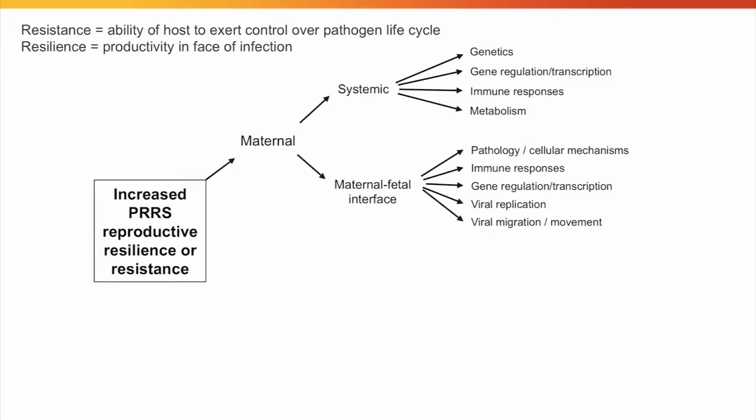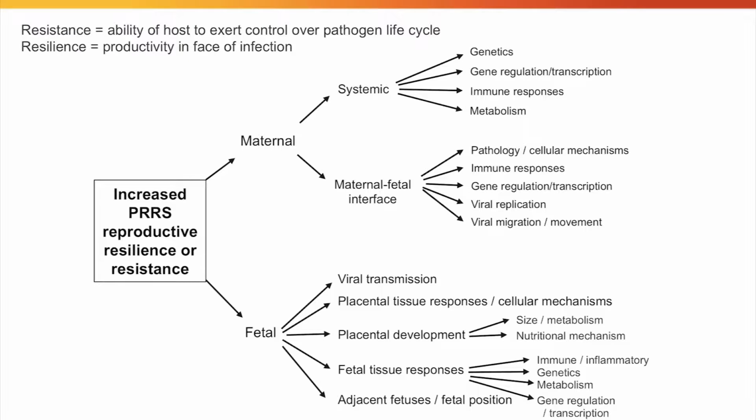Now, to achieve that, we have to look for different mechanisms. And some of those mechanisms are at play in the dam, or the mother. And those can be systemic events that are happening, such as genetics or immune response or her metabolism, or those could be at play specifically in the uterus or in the endometrium, and that can be what's happening at a cellular level, at a pathologic level, at a gene level.